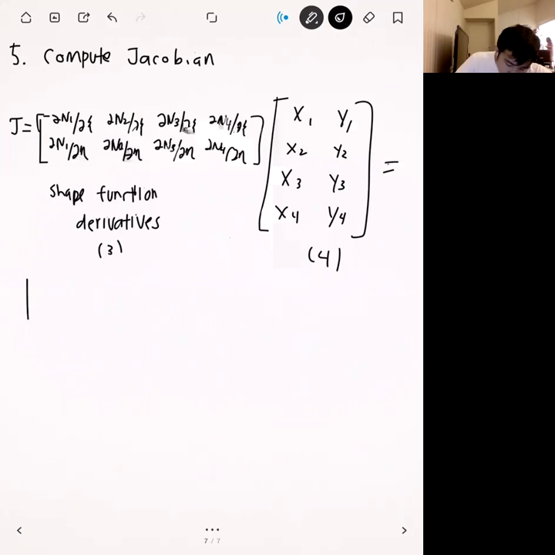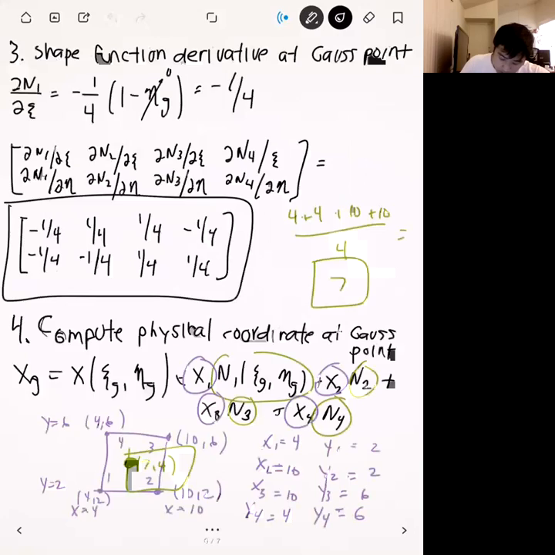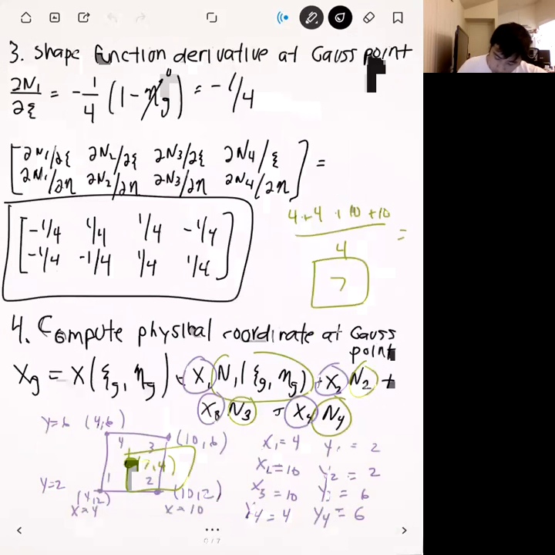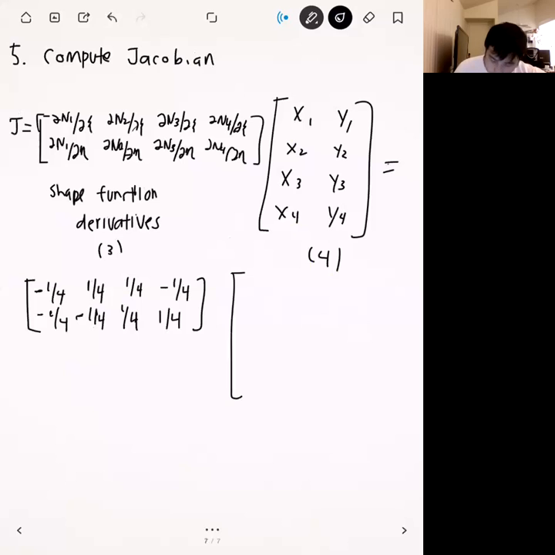And so for this particular problem, I'm going to work it out. So we're going to have minus 1/4, minus 1/4. Then we have positive 1/4, minus 1/4. Positive 1/4, positive 1/4. And then minus 1/4, 1/4.